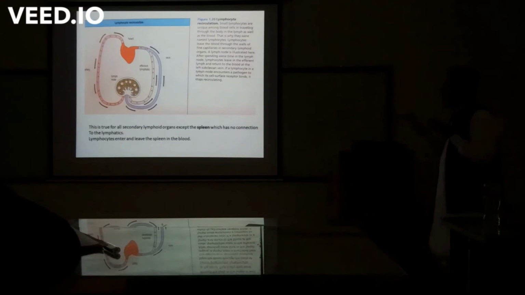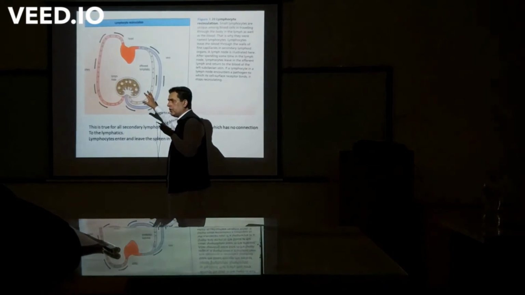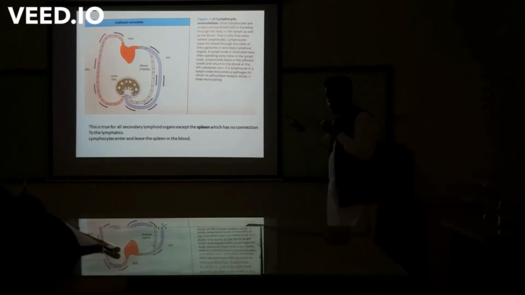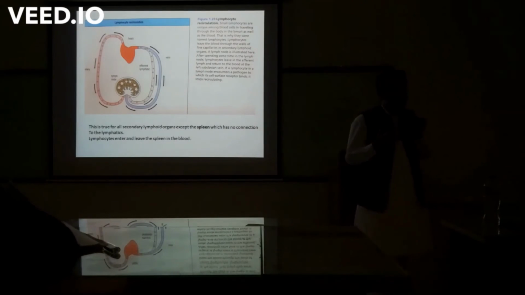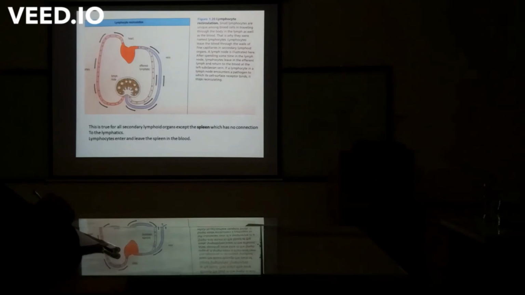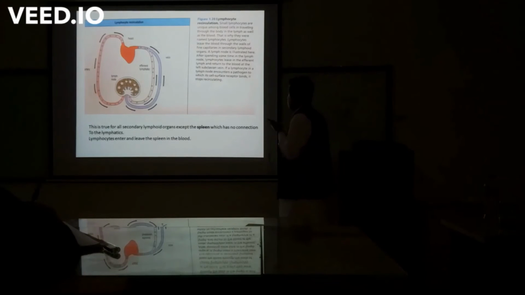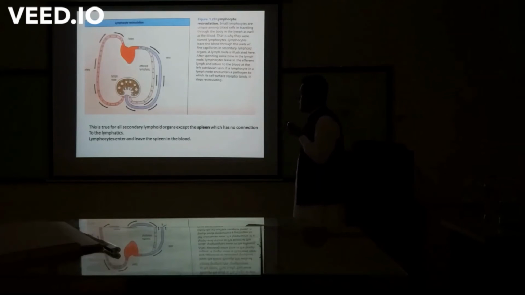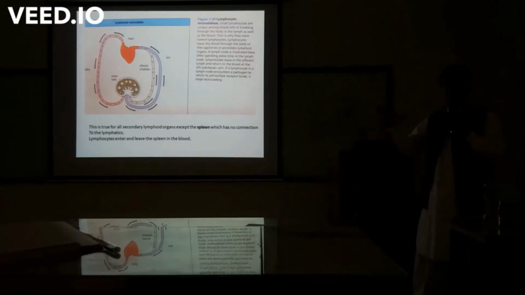Okay, so this kind of recirculation or decision to stay here in the lymph node would happen in the case of all secondary lymphoid tissues except the spleen. Okay, the spleen is an exception here because the spleen is a very important lymphoid organ, and this is very vital for survival of individuals. I would tell you in the next slide probably, because this particular organ has no connection to the lymphatics. The lymphocytes enter and leave the spleen in the blood.